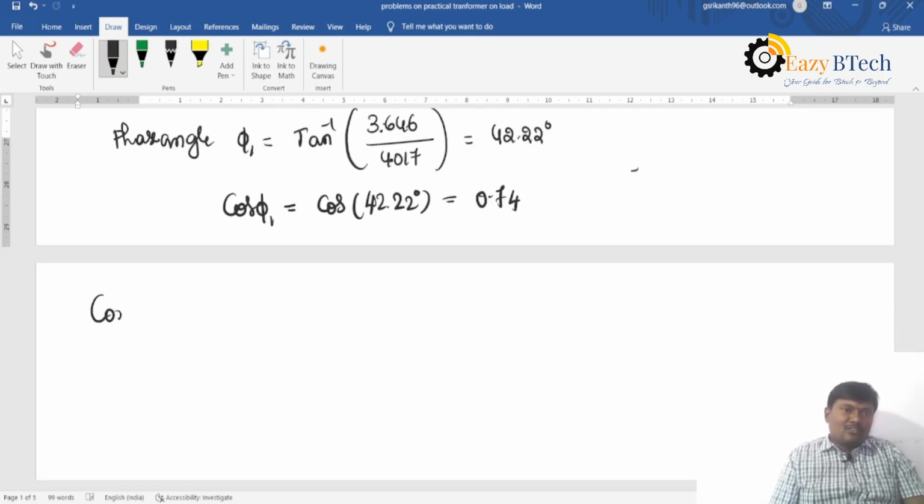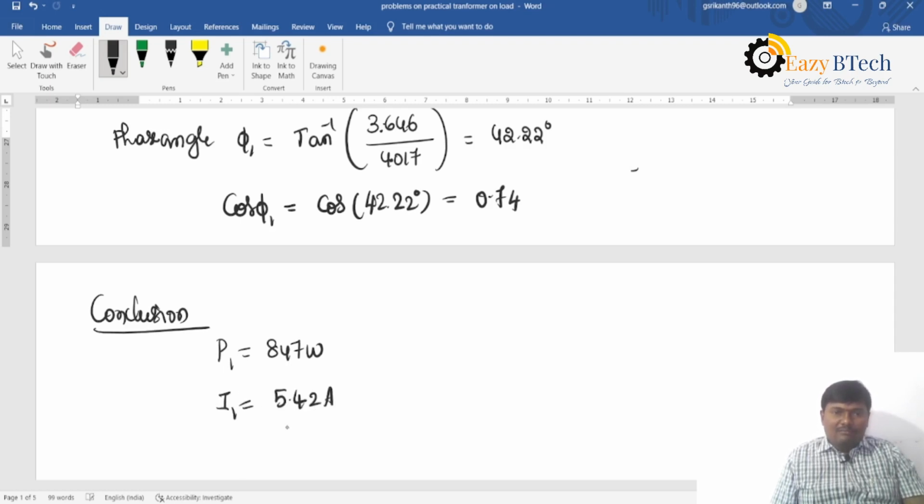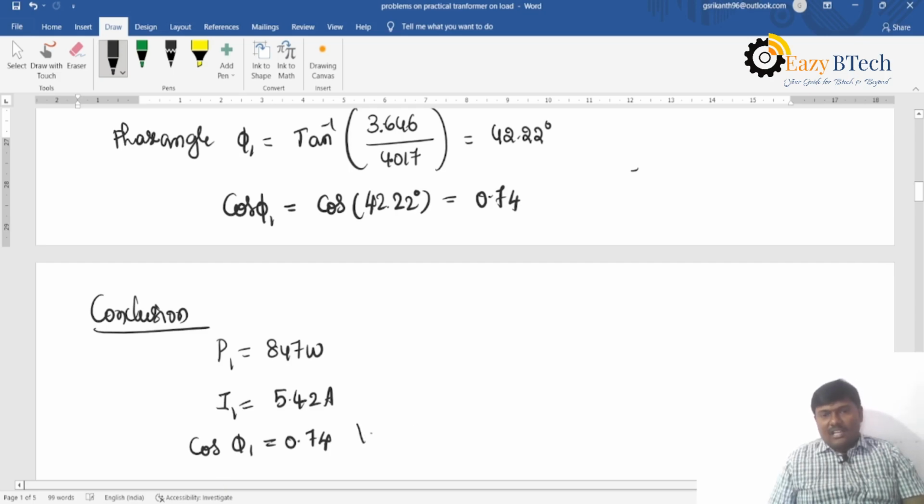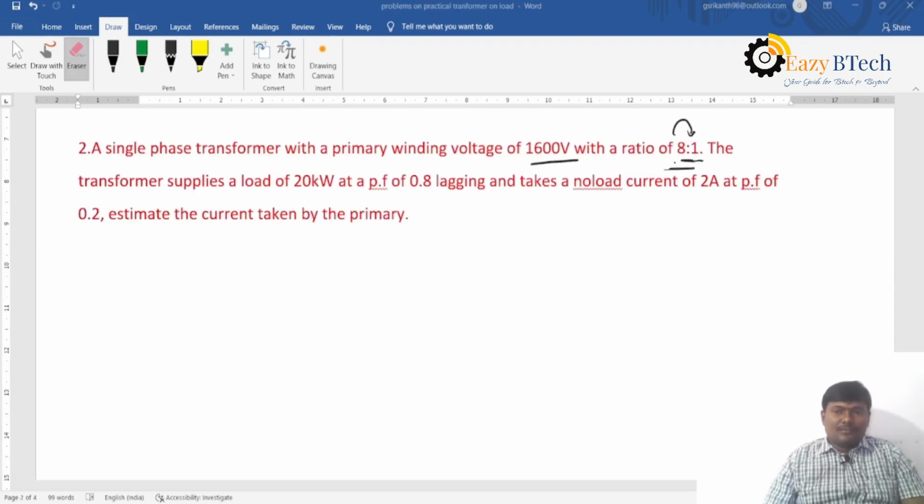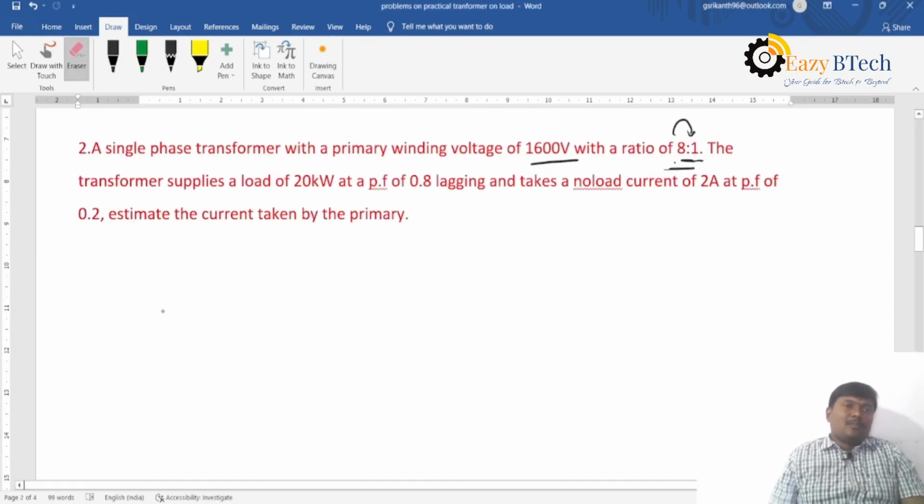What is our conclusion points? He is asking the iron loss. I got it as 847 watts. The primary current I1 is equal to 5.42 amperes and the primary power factor is 0.74. It's called a lagging only. So this is the most important problem. Coming to the next problem.